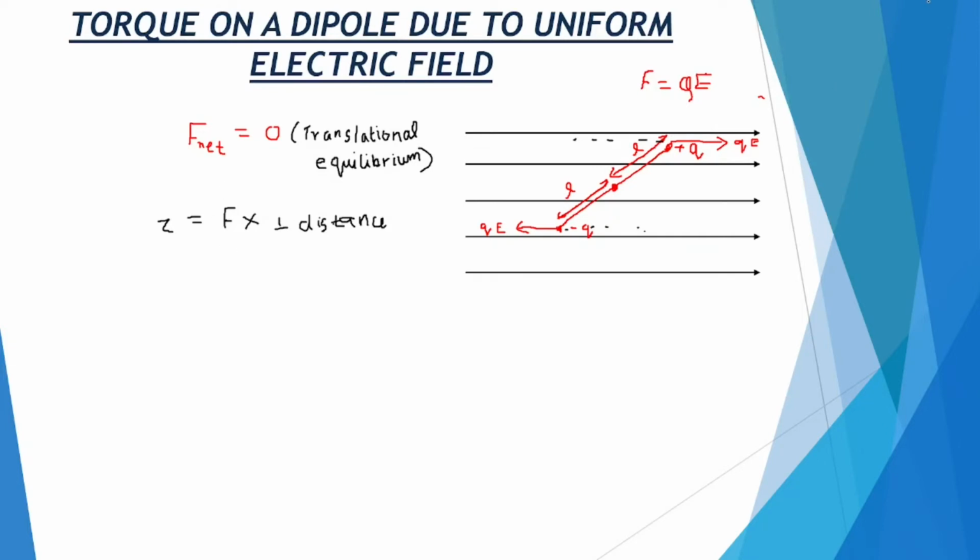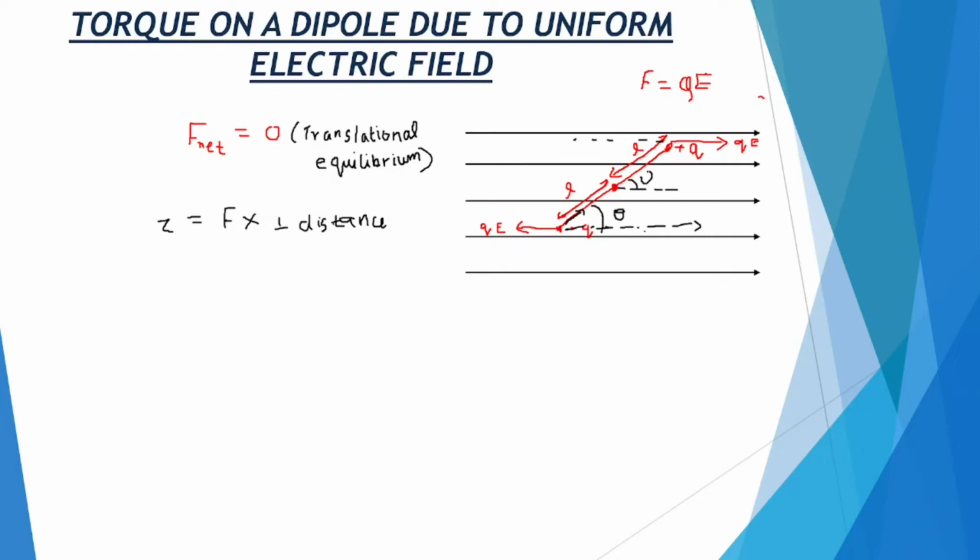So force, you know, is QE. So what is this perpendicular distance? From where is the perpendicular distance to be calculated? Before that, can you tell me the direction of the dipole moment in this dipole? Yes, the direction of the dipole moment is from negative to positive, so it will be in this direction, and the direction of the electric field will be in this direction, right? So let's consider that the angle between the dipole moment and the electric field is theta. So from the middle also it will be theta.